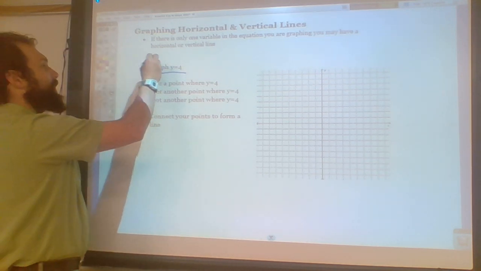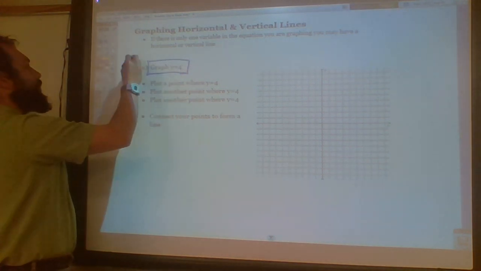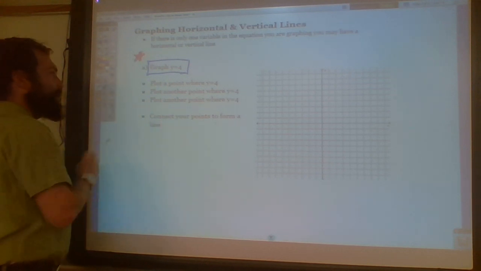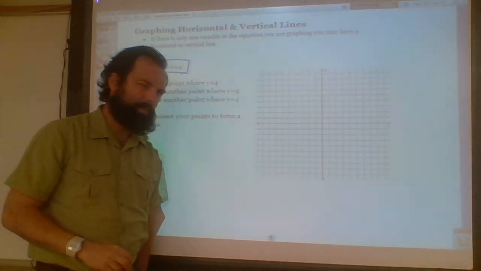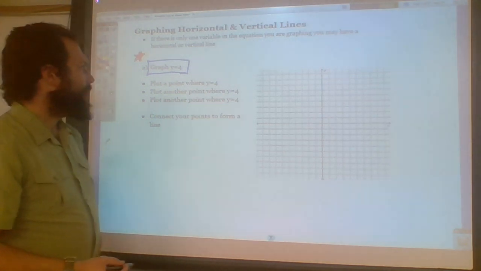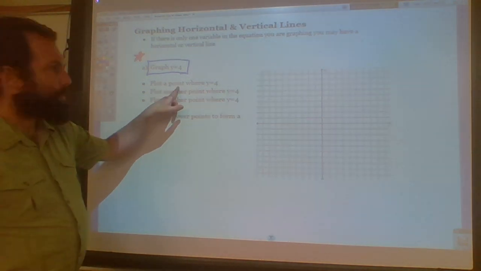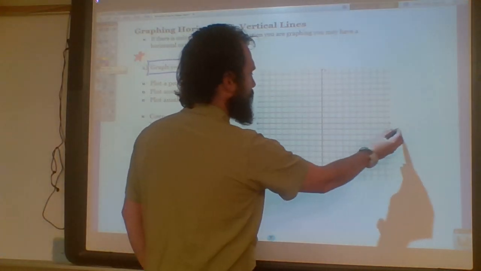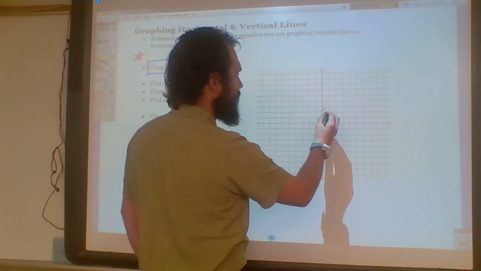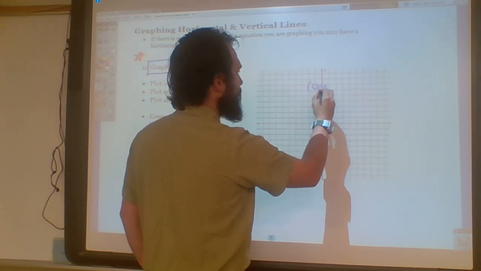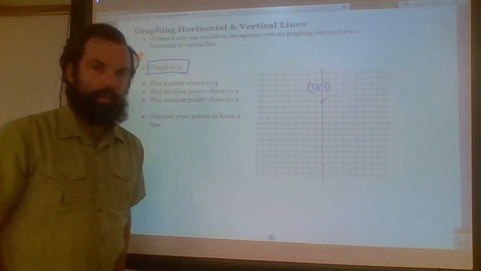When we see something like this, it should set off a little light bulb. You'll be like, wait a minute, something weird is going on here. We only have one variable, y equals 4. We're going to start by plotting a point where y equals 4. So I'm going to go to my y-axis and put a point right here at (0, 4). Here's my y-intercept.